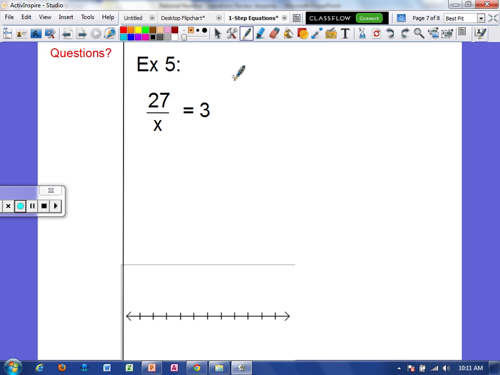All right, let's do one more example together. Sometimes you might see a division problem, but x is on the bottom. So let's talk about what to do here. So this problem says that 27 divided by x equals 3. So I'm going to bring down the equal sign, separate the left and right sides. This is a division problem, and we said that the inverse of division is multiplication. Now, we multiply these values together right here.